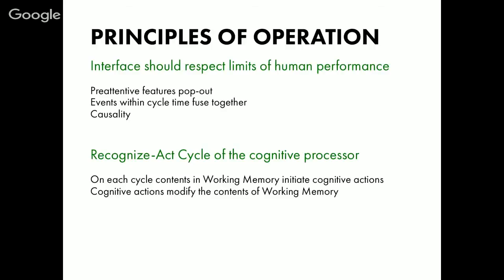So if you think about it, the interface should respect limits of human performance. These preemptive features are great. They should be used when you can. Events within a cycle time will fuse together. That's either good or bad, depending on if you want things to feel as if there is causality or if they should actually be independent. And then recognize and act cycle that I just walked through. You want to think about the load that that's putting on people.